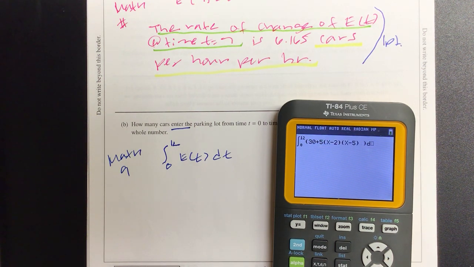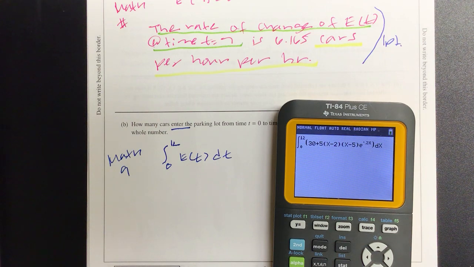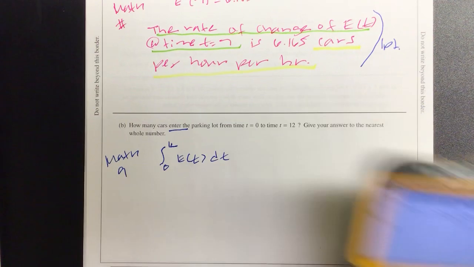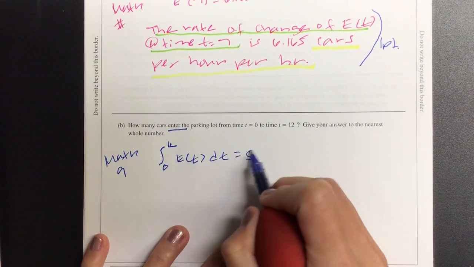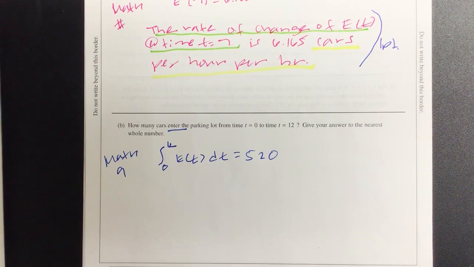And then second, natural log will give us the e to the power 0.2 x. The only error will be if you just type in the wrong thing, which could happen. And that's going to give us 520. So it says give your answer to the nearest whole number.